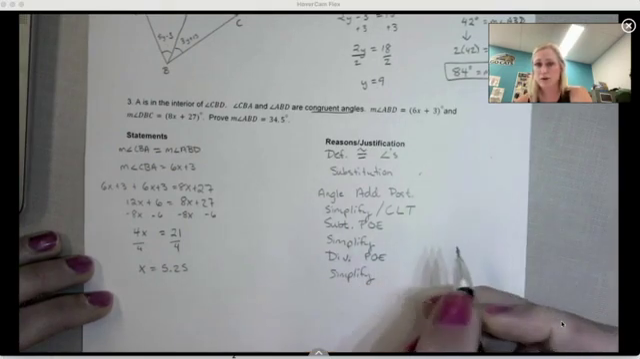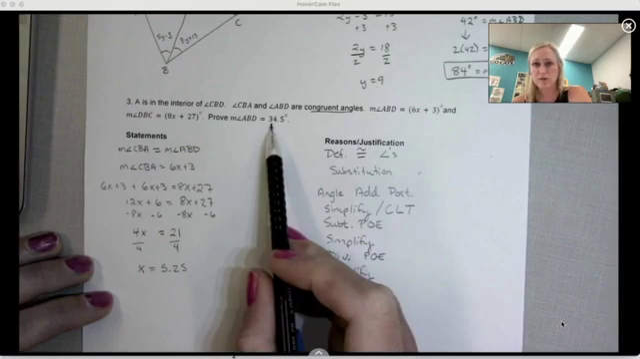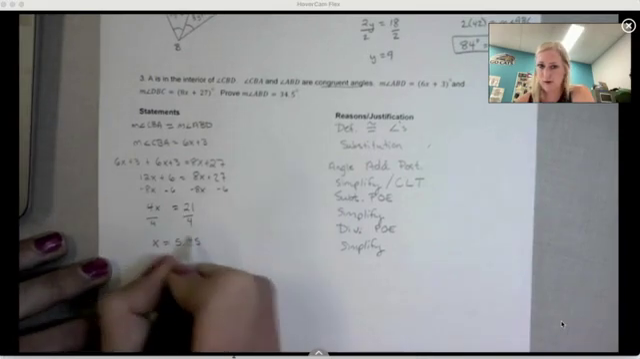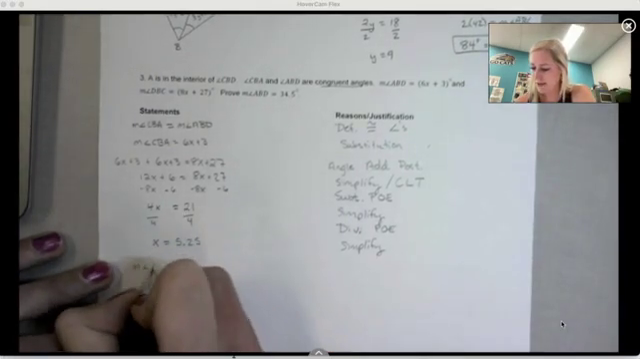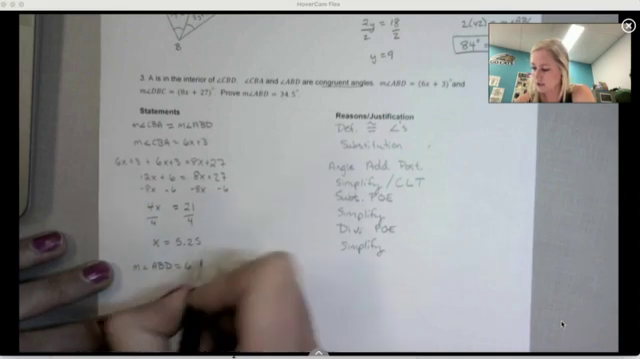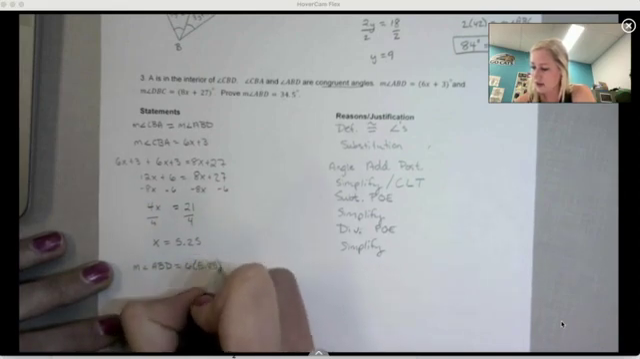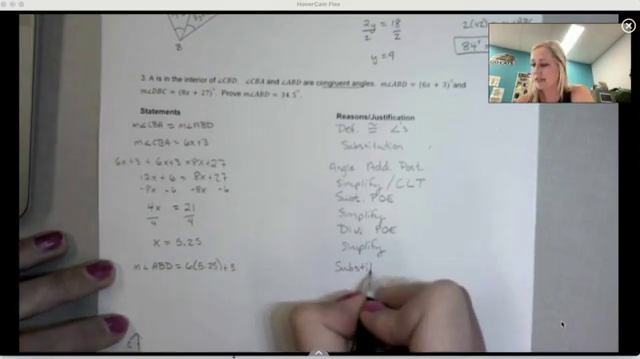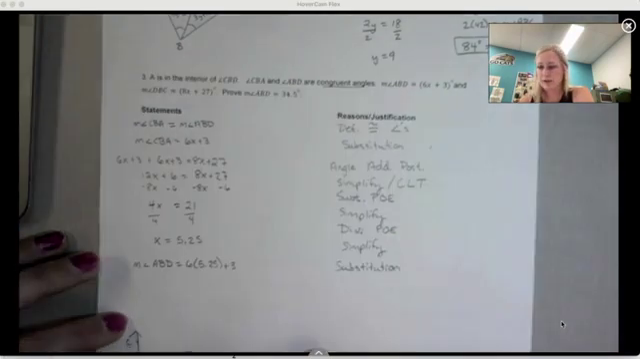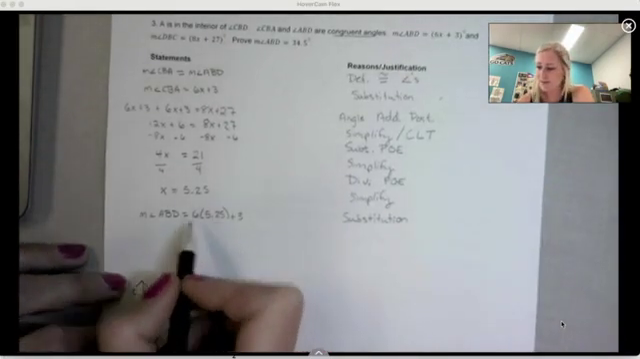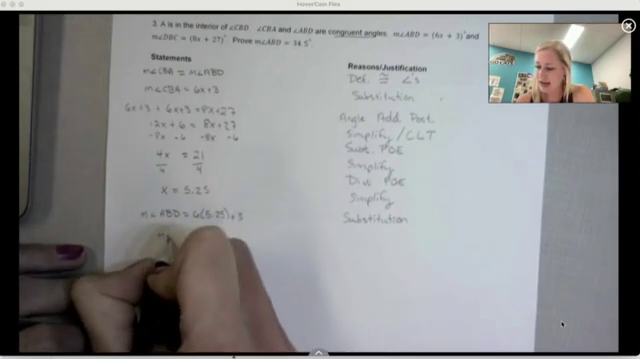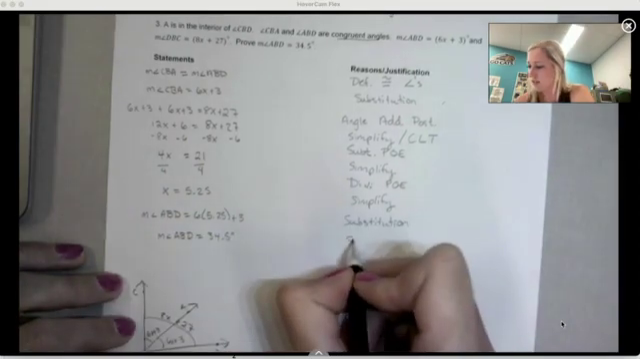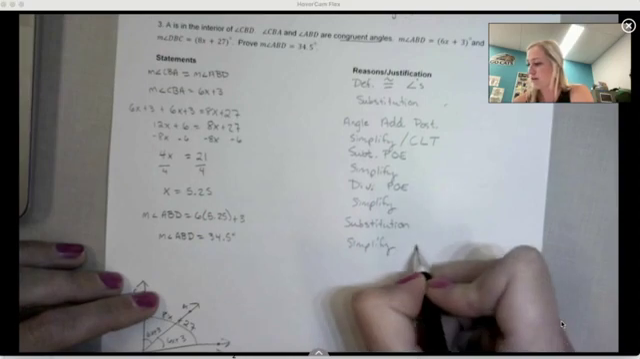Okay, so look at what we were trying to prove. We were trying to prove what ABD equals. So ABD was 6x plus 3. So now we can plug in what we got for x. So the measure of angle ABD is 6x plus 3, but instead of x, we're going to substitute what we got for x, 5.25. So that is, again, substitution when we're replacing with an equivalent piece. Okay, when I simplify here, I multiply 6 by 5.25 and I add 3, I do get 34.5 degrees when we simplify. I ended with what I was trying to prove, so we are done.